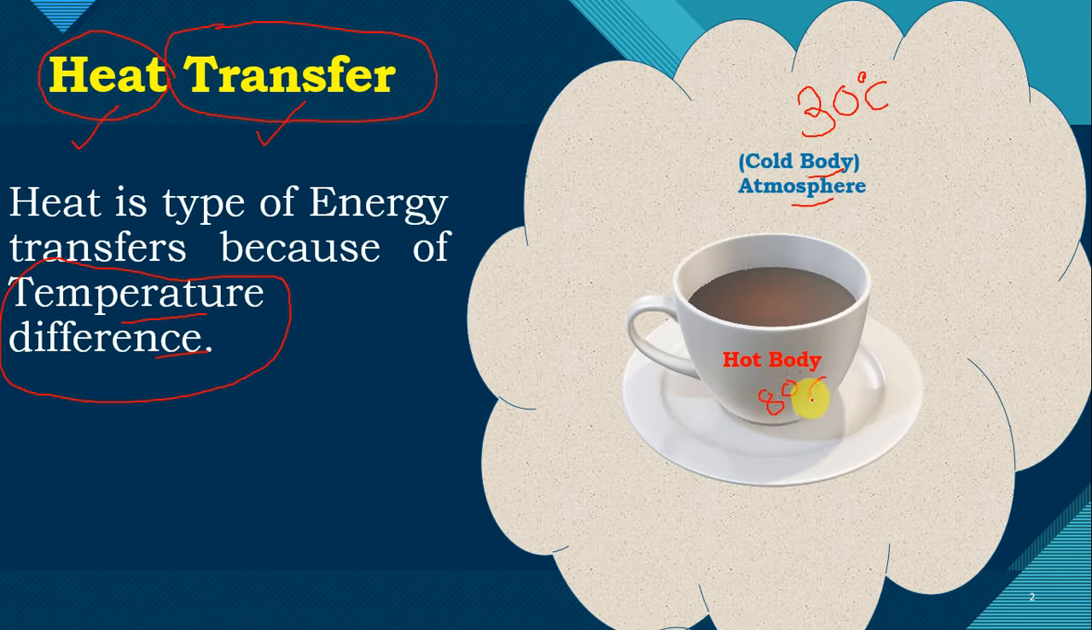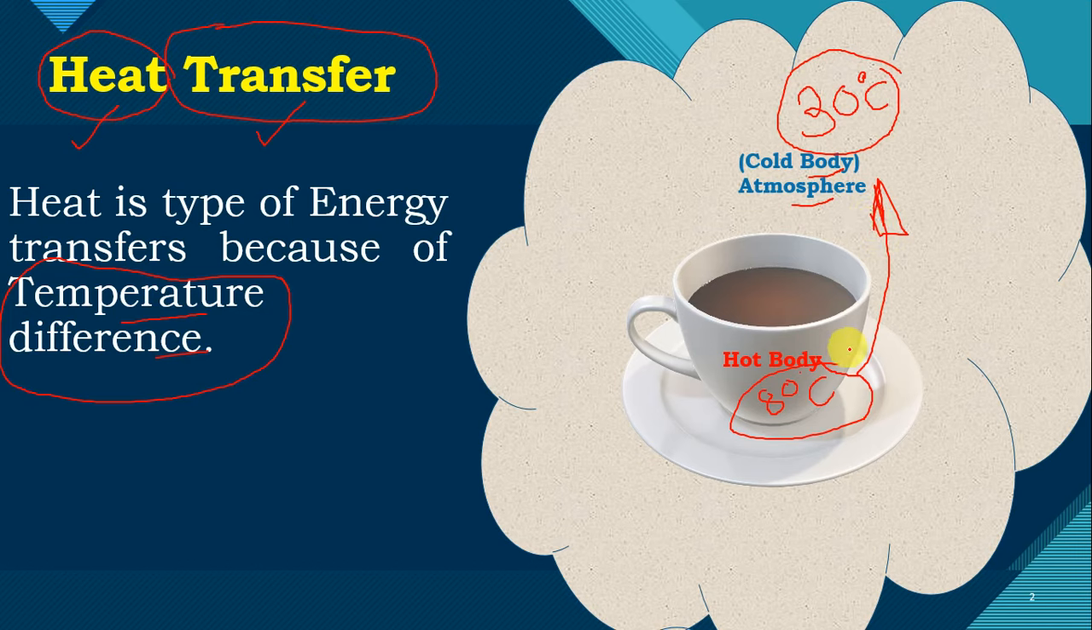So if I consider coffee at 80 degrees Celsius and atmosphere at 30 degrees Celsius, with the current temperatures the coffee cup will be the hot body, whereas the atmosphere will be the cold body. As there is a temperature difference, heat will flow from high temperature to low temperature. High temperature is that of the coffee cup and low temperature is that of the atmosphere. So heat will be flowing from high temperature to low temperature like this.